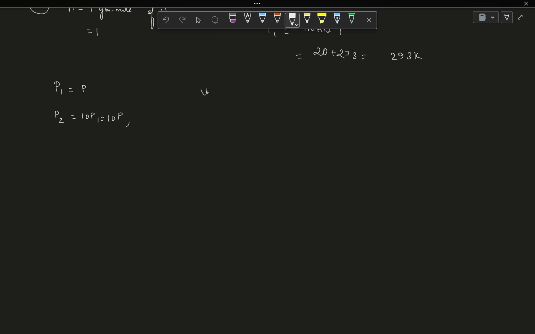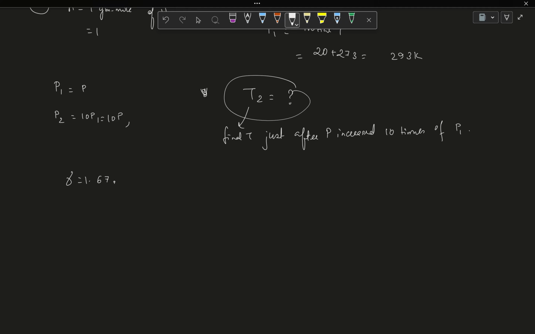V1, sorry, V1 is not mentioned. So the final pressure you have, the final temperature you have to calculate, what is T2. Sorry, not the expansion, but the pressure increased to 10 times just after. Gamma is equal to 1.67.